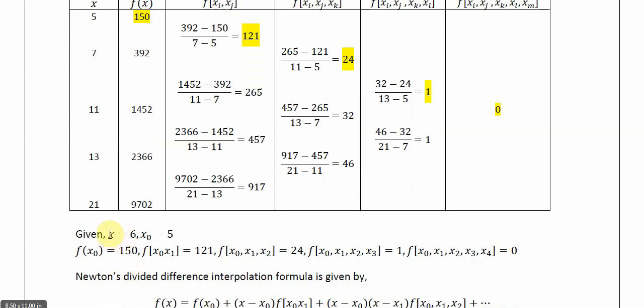I am asked to find the value of f of 6. Therefore, x is taken to be 6, x naught is 5. These are the only things which are required for me. Okay, x naught, x1, x1, x2, everything we need. ಆಮೇಲೆ whatever the divided differences required in my formula, I have noted down: 150, 121, 24, 1 and 0.